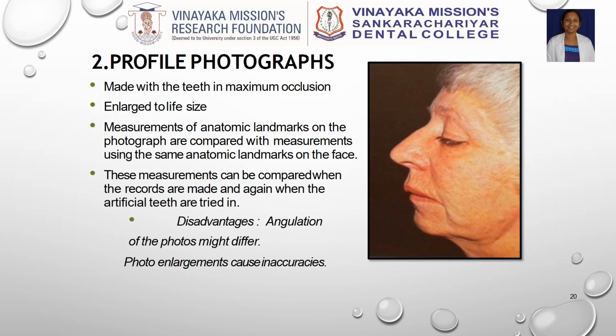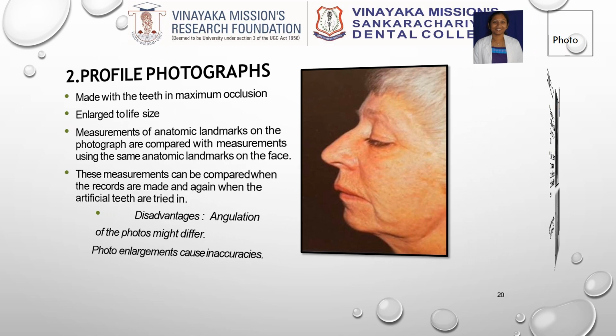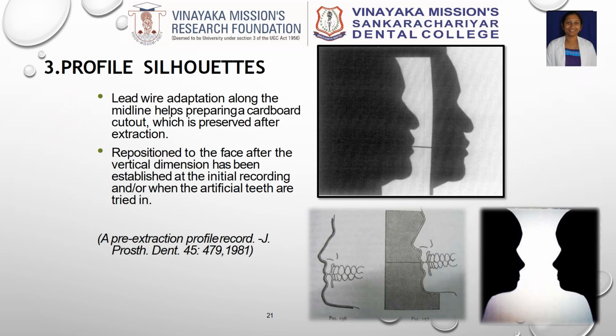Profile photographs can be made when the teeth are in maximum occlusion, and that picture is enlarged to the life size during the measurement of the vertical dimension at rest and occlusion. Profile silhouettes is nothing but a shadow of the photograph. This is enlarged to the life size, and again this can be used to determine the vertical dimension of the patient during rest and occlusion. The lead wire can also be adopted on the outer surface of the shellac, and that lead wire can also be repositioned during the vertical dimension determination.